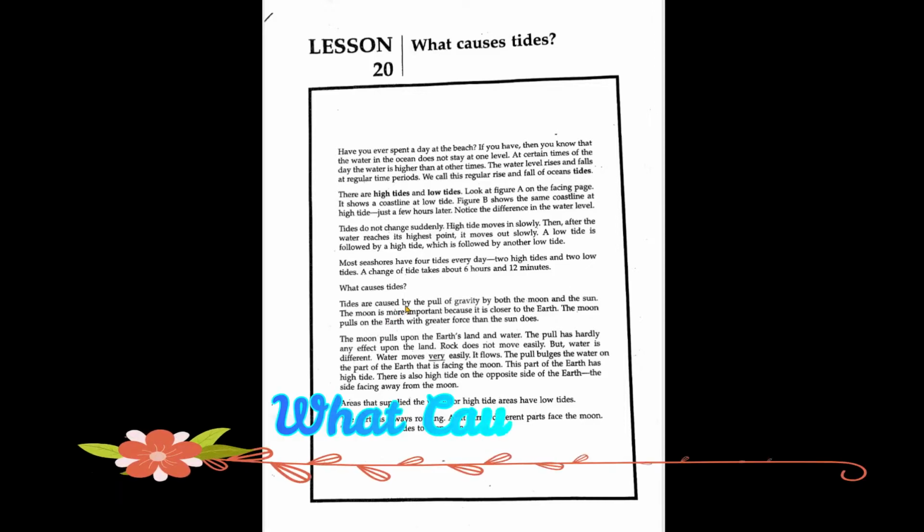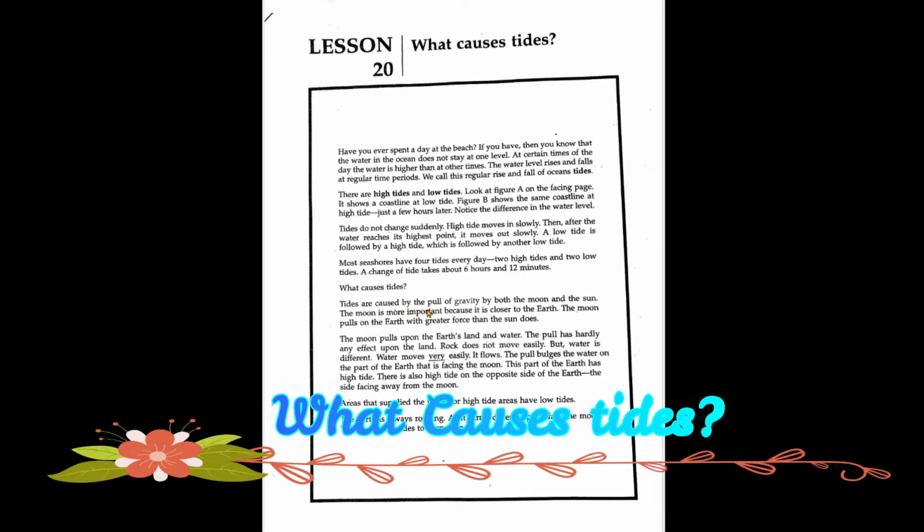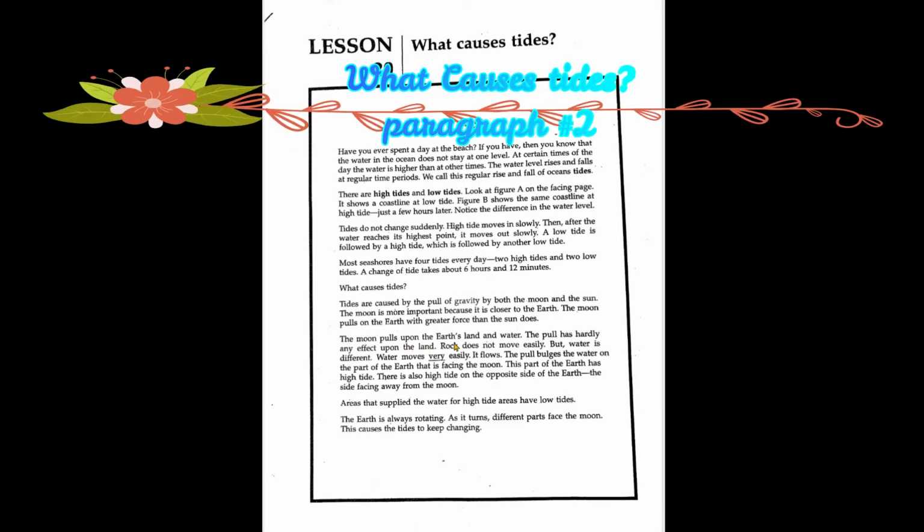What causes tides? Tides are caused by the pull of gravity by both the moon and the sun. The moon is more important because it is closer to the earth. The moon pulls on the earth with greater force than the sun does. The moon pulls upon the earth's land and water. The pull has hardly any effect upon the land. Rock does not move easily, but water is different. Water moves very easily. It flows.